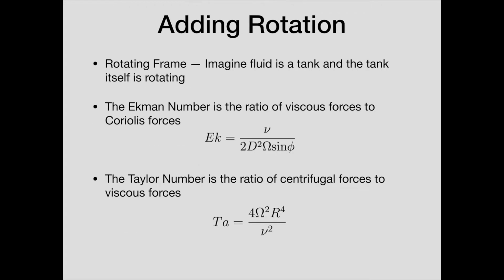For our setup, we can imagine fluid in a tank where the tank itself is rotating with constant angular velocity, and we are observing through a camera mounted to the tank. In the rotating frame, we now have two new parameters to consider: the Ekman number, which is inversely proportional to the Coriolis forces, and the Taylor number, which is proportional to the centrifugal forces. Both of these parameters are ratios to viscous forces.